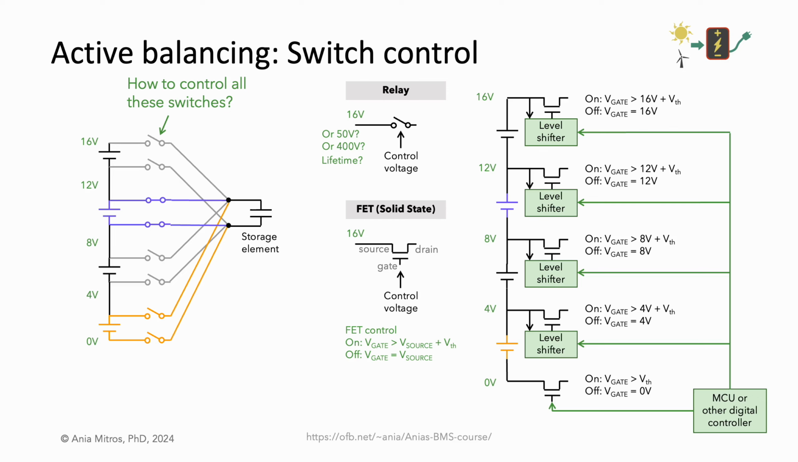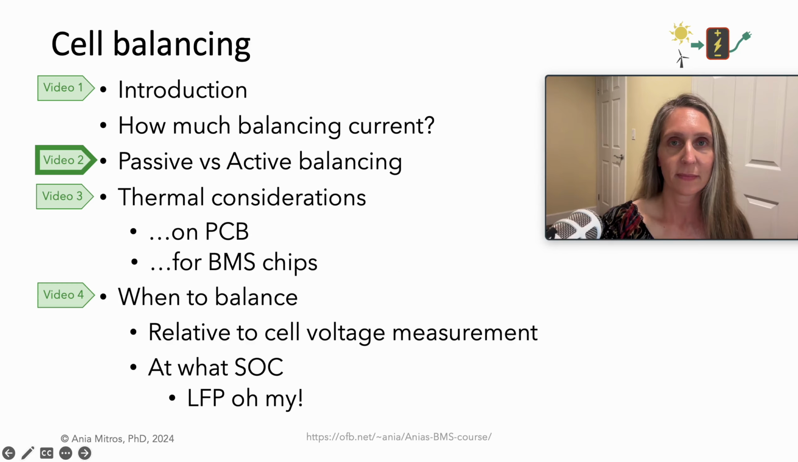Only the bottom switch, the one connected to the constant 0-volt ground, can be controlled directly by the microcontroller or other ground reference digital circuit. Active balancing conserves energy, but requires more expensive and complex circuitry to implement.